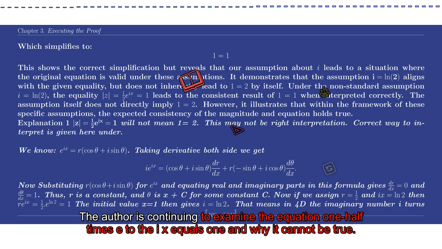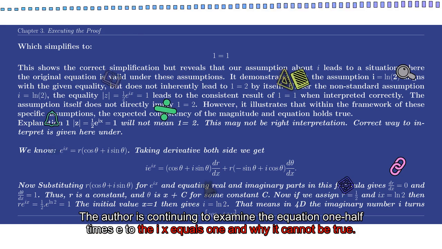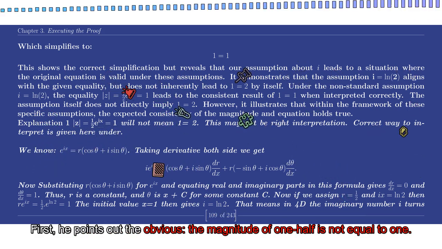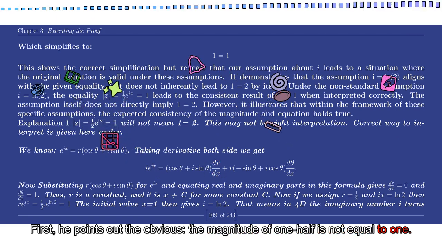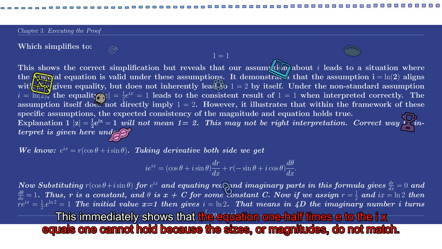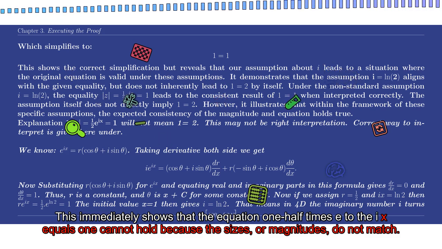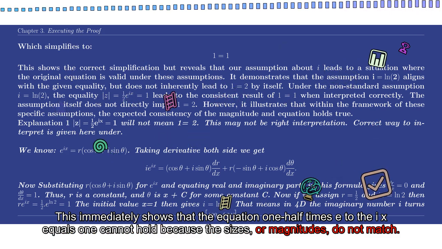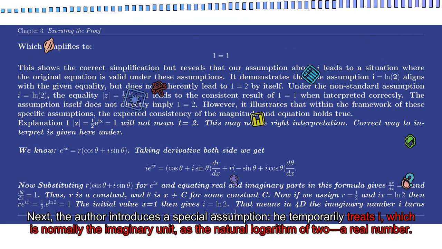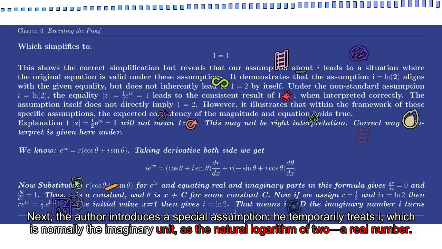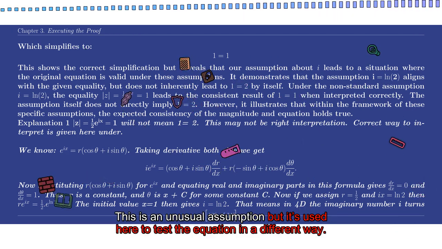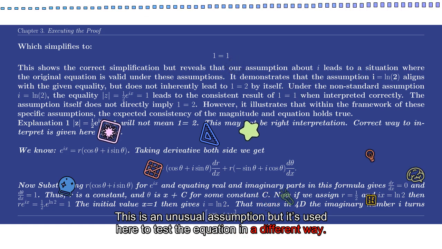The author is continuing to examine the equation 1/2 times e to the ix equals 1 and why it cannot be true. First, he points out the obvious. The magnitude of 1/2 is not equal to 1, so the statement 1/2 equals 1 is clearly false. This immediately shows that the equation 1/2 times e to the ix equals 1 cannot hold because the sizes, or magnitudes, do not match. Next, the author introduces a special assumption. He temporarily treats i, which is normally the imaginary unit, as the natural logarithm of 2, a real number. This is an unusual assumption, but it's used here to test the equation in a different way.